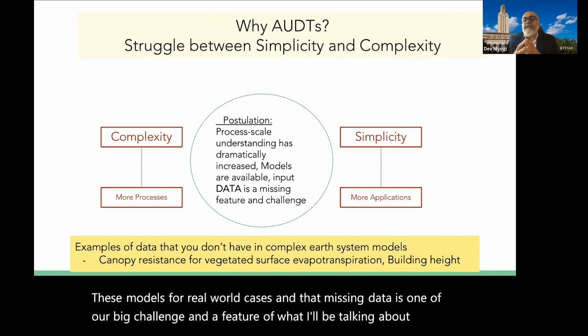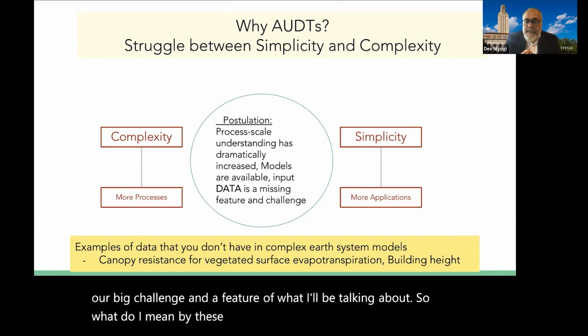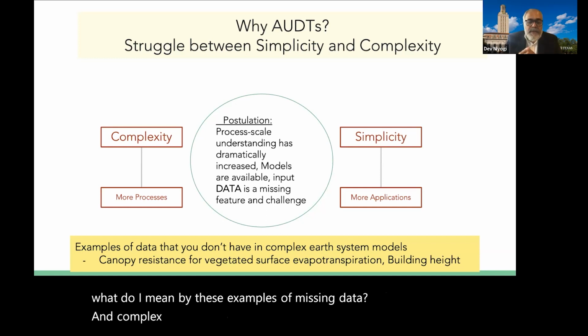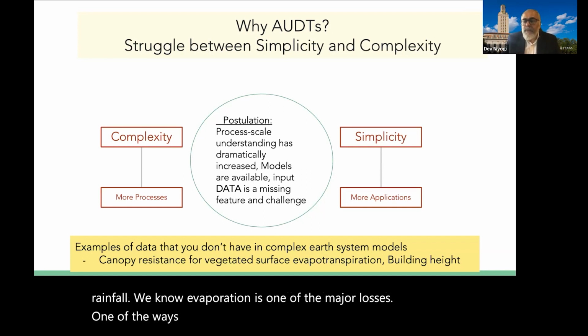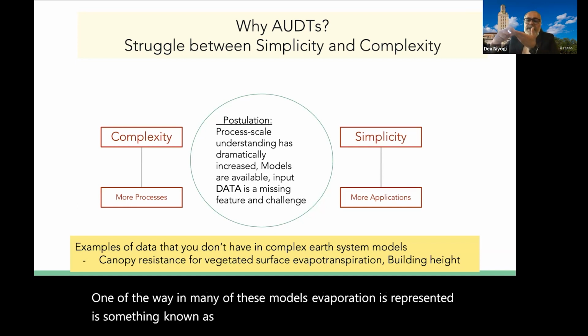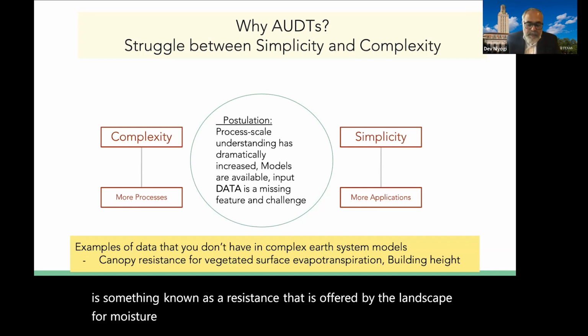So what do I mean by these examples of missing data? In a complex Earth system model, for instance, we know rainfall, we know evaporation is one of the major losses. In many of these models, evaporation is represented as something known as a resistance that is offered by the landscape for moisture to be released to the atmosphere.